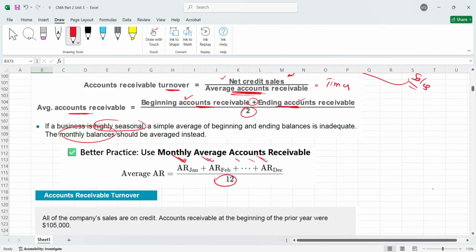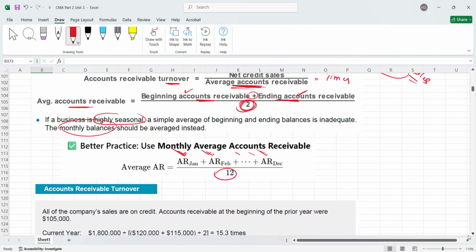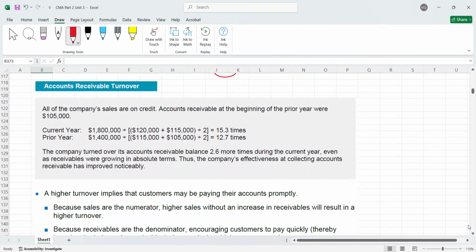And if you are taking the average on an annual basis, then you are using only two figures: beginning account receivables at the start of the year and ending account receivables at the end of the year. Because these are two figures, to get the average we always divide by two. So I hope you understood that with a monthly or seasonal effect, monthly balances should be averaged instead of annual. Now we have the account receivable turnover ratio.